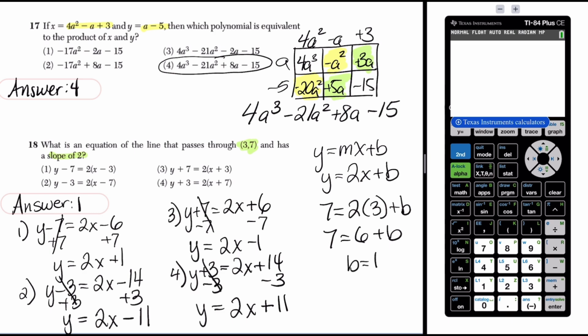So now I can write my equation: y is equal to 2x plus 1, and look to see which one matches that. 2x plus 1 was the first one. So our answer is 1.